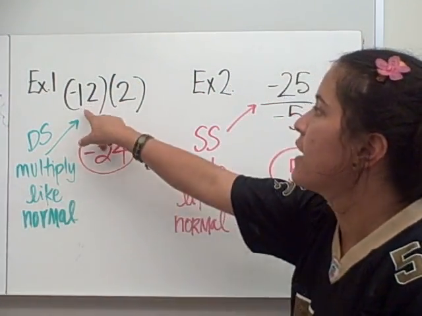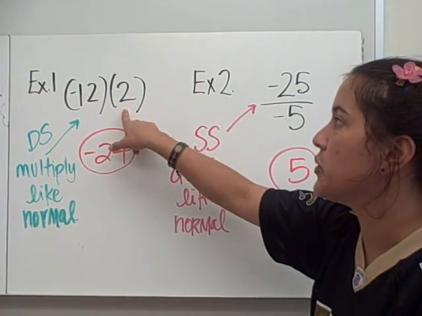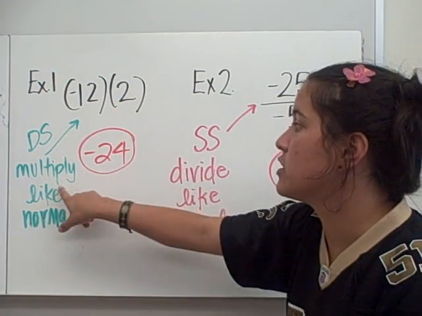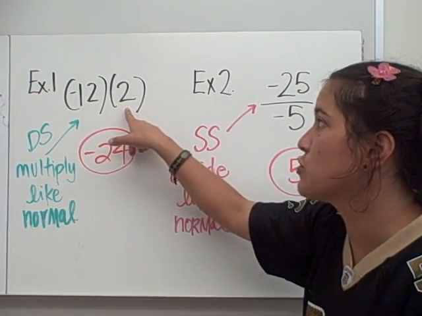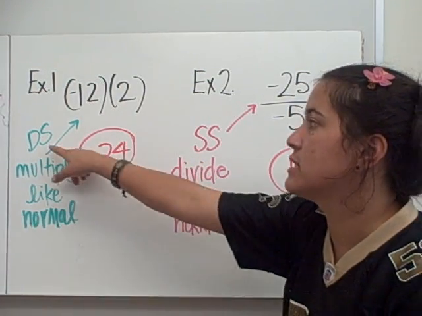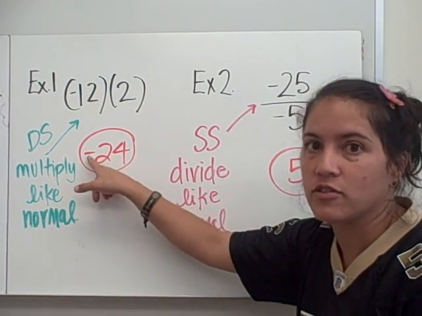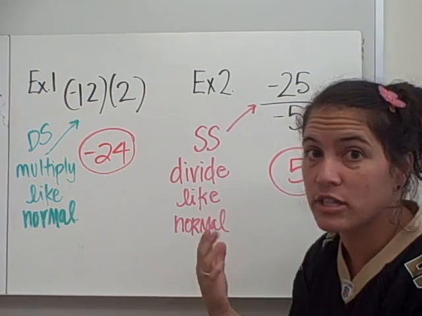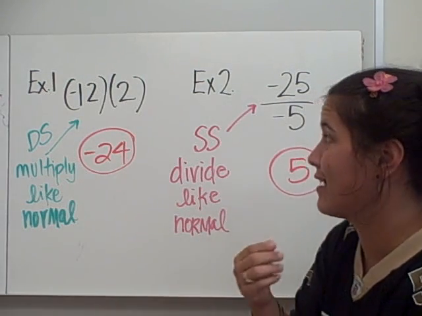All right, example 1, -12 times 2. And I wrote a note over here. These are different signs, negative and positive. So you multiply like normal. 12 times 2 is 24, but because these are different signs, that means your answer is negative. You multiply just like normal, except your answer now is negative.